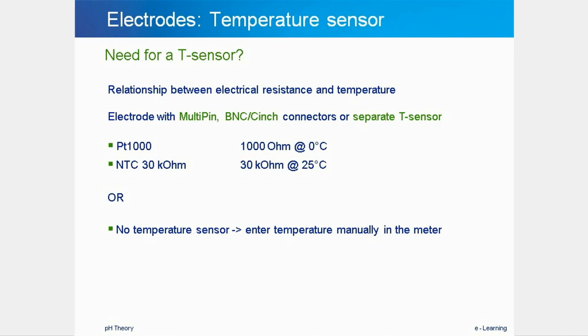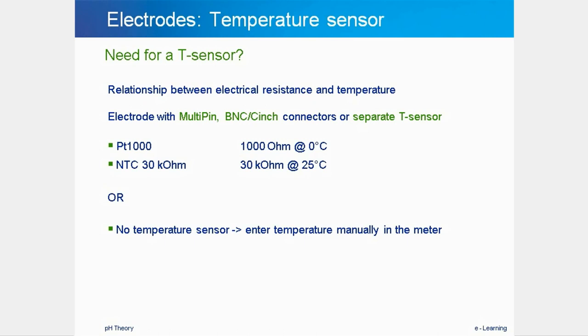The temperature can be measured with a separate temperature sensor in the solution, which can be connected to the pH meter, but also with an integrated temperature sensor in the pH electrode itself. This can be done with multi-pin connection pH electrodes, which have connections to the meter for the reference and pH electrodes via a BNC connector, and for the temperature sensor with a cinch connector. There are also electrodes available with a fixed cable to the electrode and a BNC cinch on the meter side.